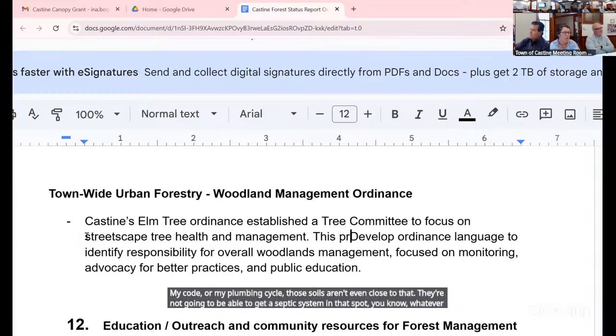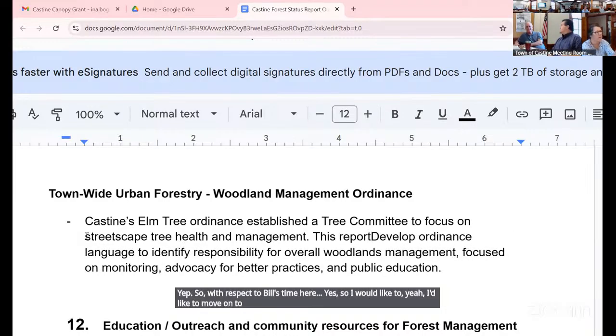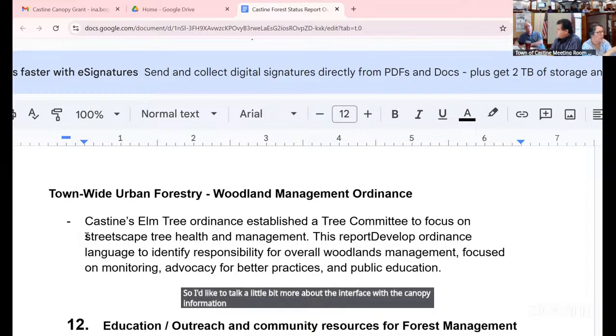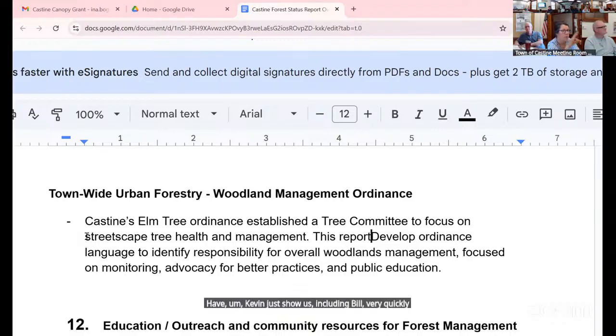Yep. With respect to Bill's time here, I would like to move on to any comments and questions that you have. I'd also like to talk a little bit more about the interface with the Canopy information, but also then have Kevin show us, including Bill, very quickly, here's what we got, because it would be good to run through that as well. So the floor is yours.